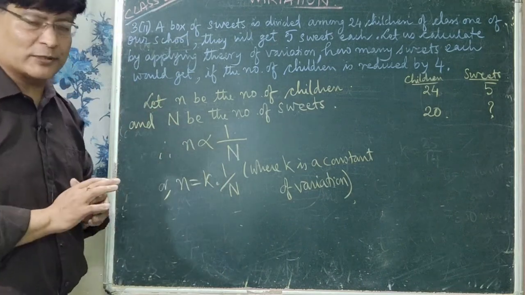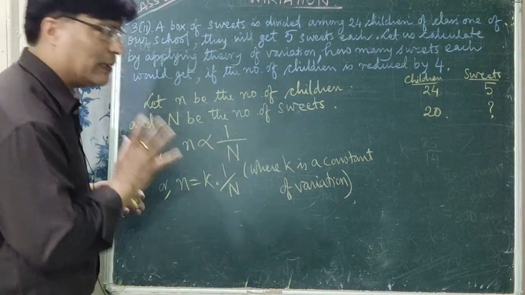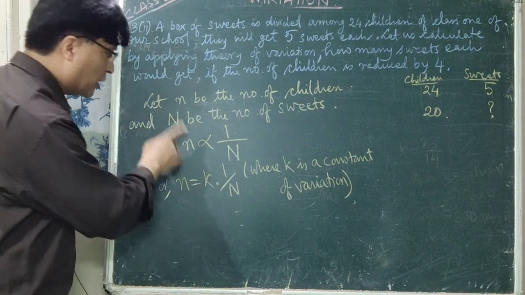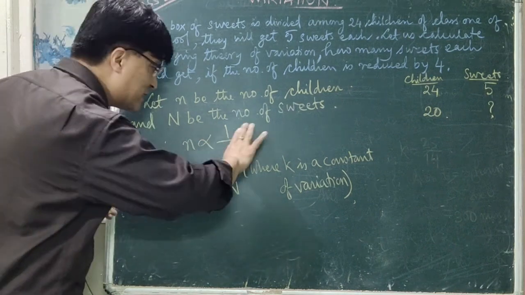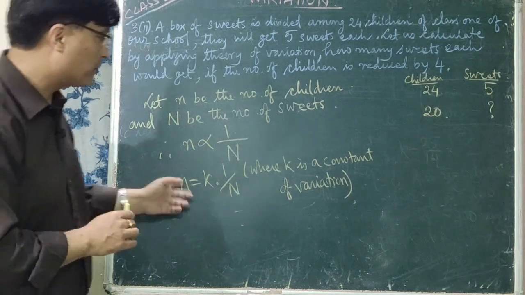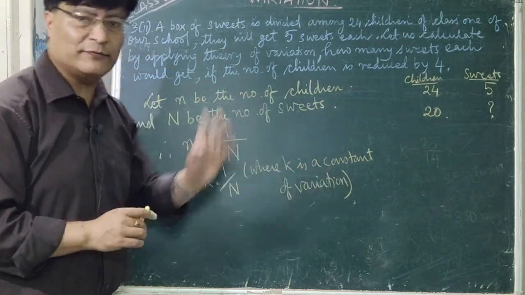अब हामी के गर्नुपर्छ, जहिले पनि प्रब्लम गर्दा यो प्रोपोर्सनल साइनलाई हामीले इज इक्वल टुमा लानुपर्छ। त इज इक्वल टुमा लाने मेथड के हो? This right hand side should always be multiplied by some constant k. So where k is a constant of variation.